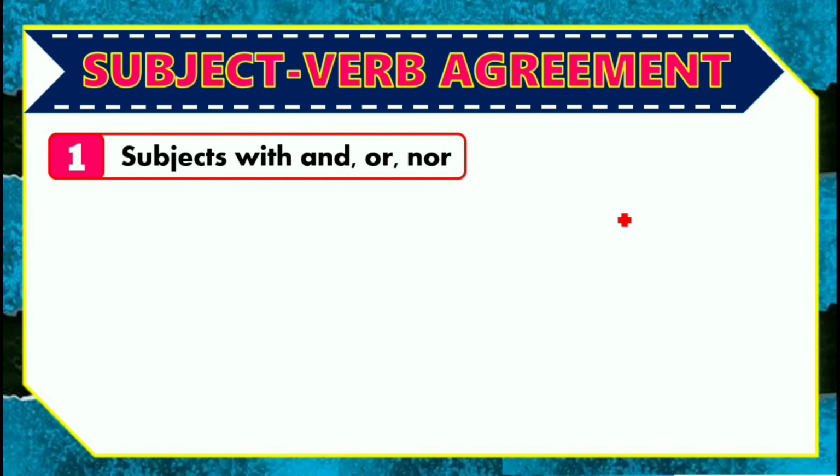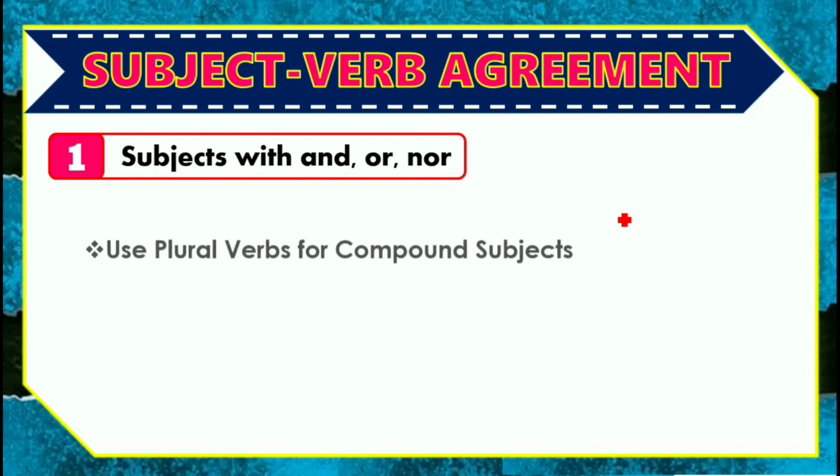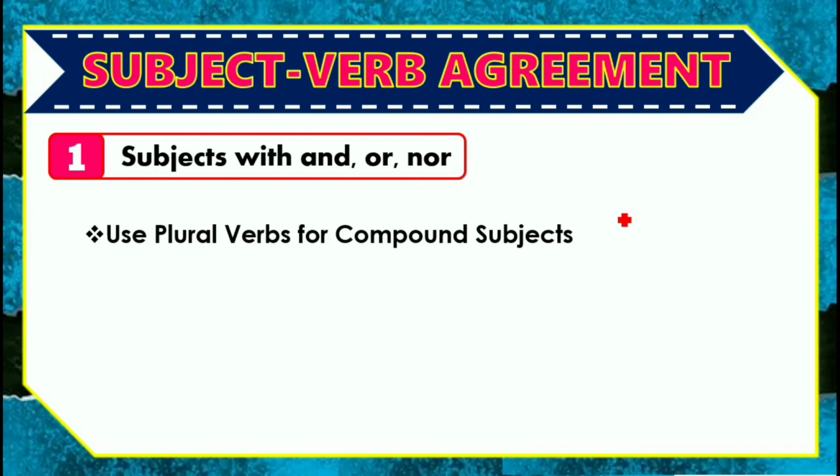Let's talk about some rules of subject-verb agreement. Number 1. Subjects with and or nor. The rule is use plural verbs for compound subjects. Now, when a sentence has two or more subjects, that is called compound subjects. So again, you have two or more subjects. So what do we need to do? We need to use plural verbs.